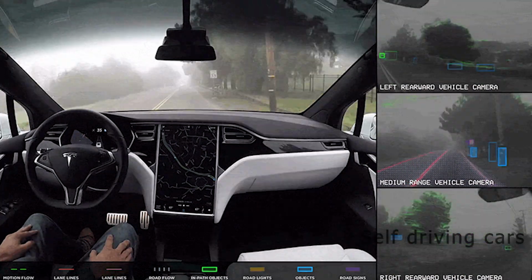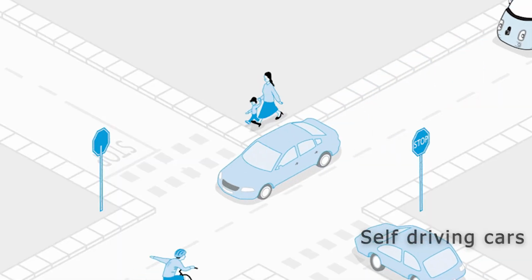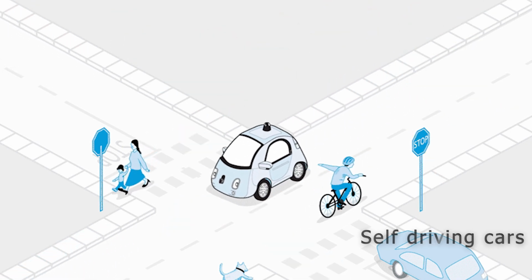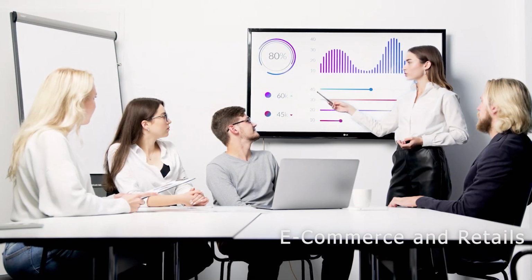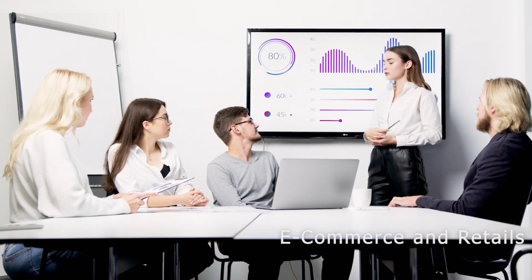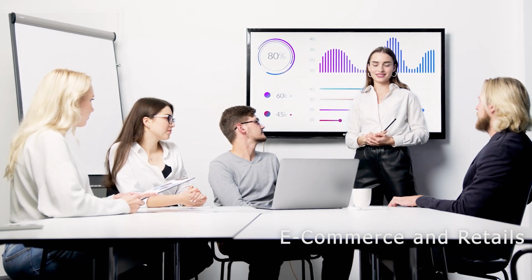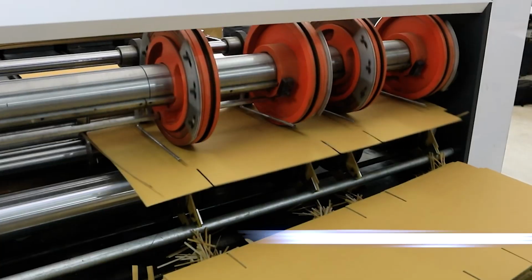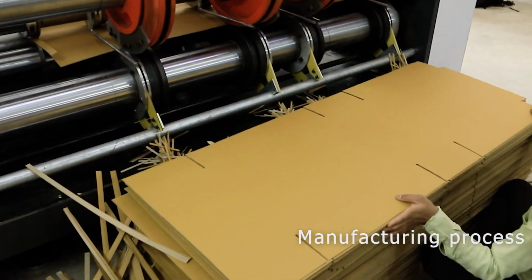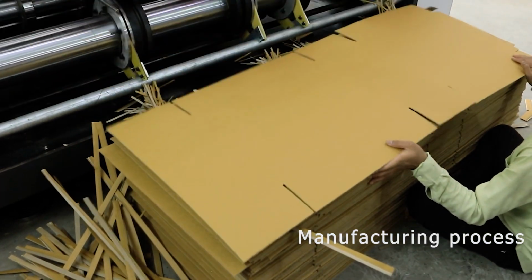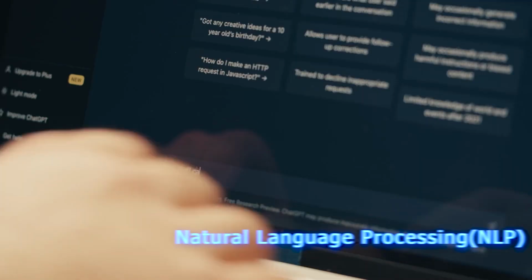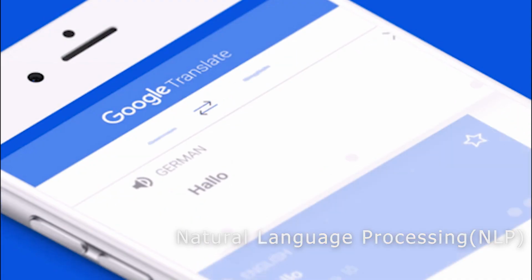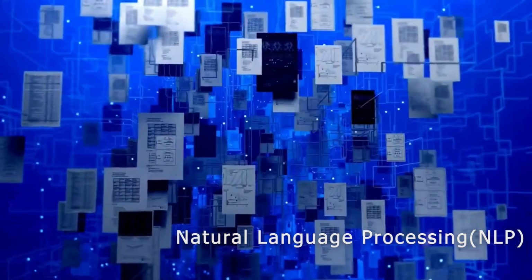Self-driving cars use AI algorithms, sensors, and real-time data processing to perceive their surroundings, navigate routes, and make driving decisions without human intervention. AI is transforming the e-commerce and retail industry by enhancing customer experiences, optimizing supply chain management, and enabling personalized marketing. AI is reshaping manufacturing processes by enabling predictive maintenance, quality control, and automation. NLP is used in virtual assistants, chatbots, translation services, sentiment analysis, and content generation.